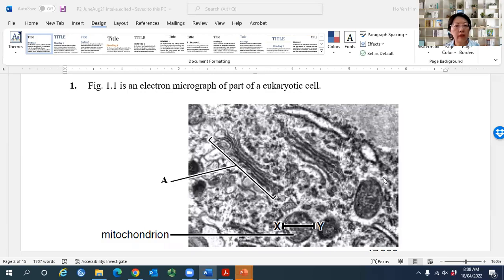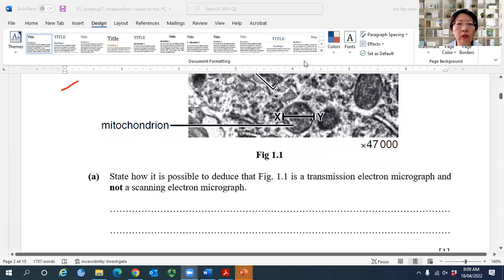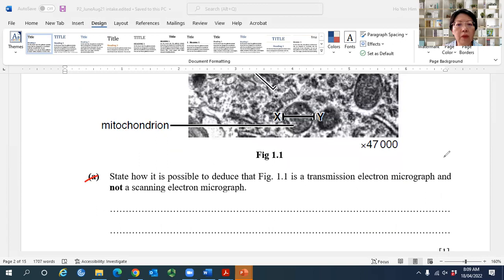So today we're going to discuss paper 2 for your trial AS trial exam. Figure 1.1 is an electron micrograph of part of a eukaryotic cell. Question A asks the student to state how it is possible to deduce that figure 1.1 is a transmission electron micrograph.